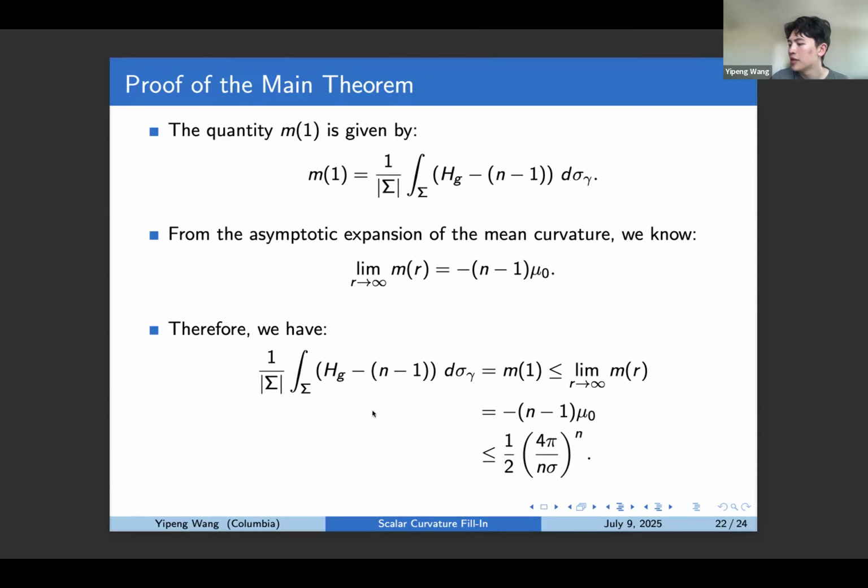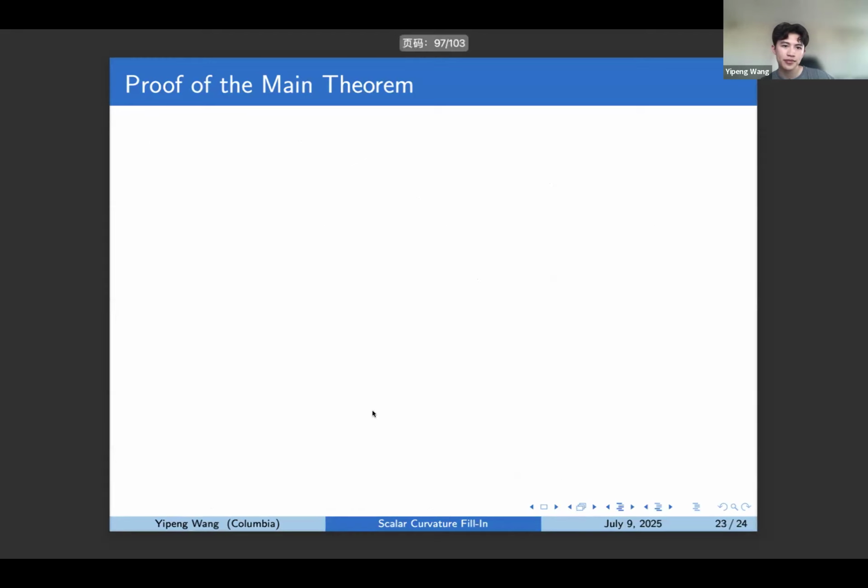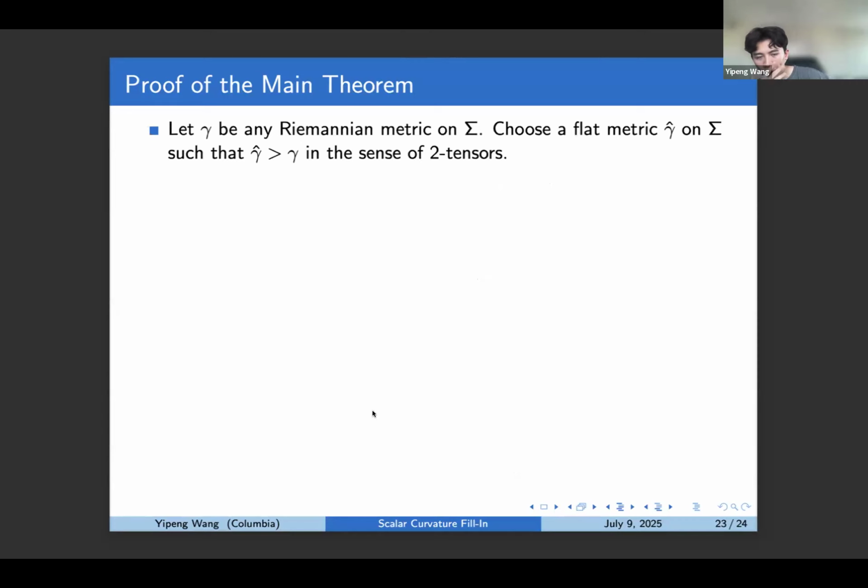Okay, so maybe in the last 2 minutes, this is how you do the case where the boundary is a flat metric. So this gives you a sharp constant for this integral of h minus n minus one, depending on the boundary systole. The general case can be reduced to the case of a flat metric. What you do is that if you have an arbitrary Riemannian metric on sigma, then you can choose another flat metric such that it's larger than my original metric.